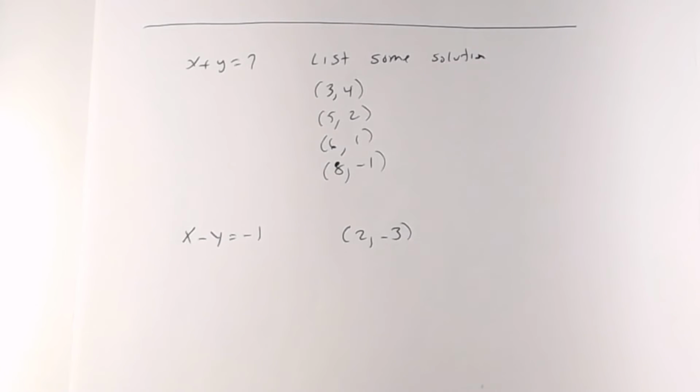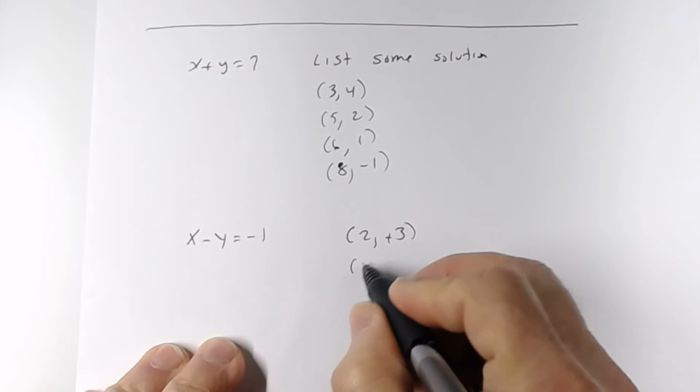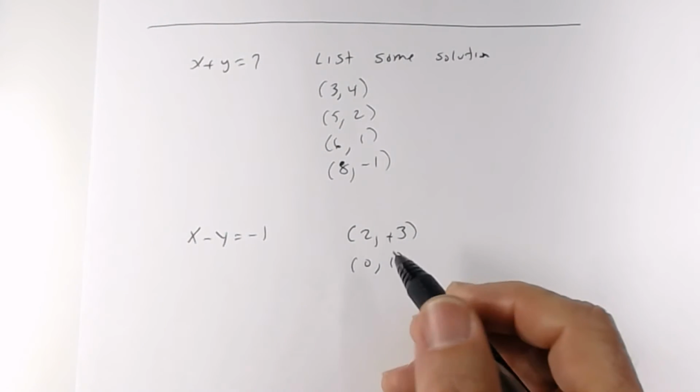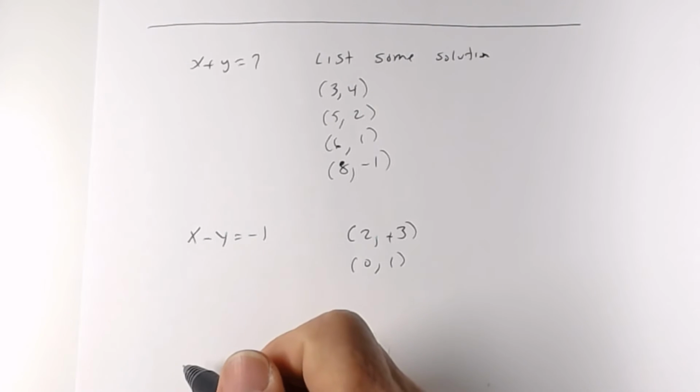I said 2 minus 3. No, but I asked for the ordered pair. So you had to say 2 what? Okay. 2 and 3. Positive 3. Right. The ordered pair is 2, 3. That's a solution. Okay? Because 2 minus 3 is what? Negative 1. Give me another solution. 0, 1? Very good. 0, 1 is a solution. Because 0 minus 1 is what? Negative 1.